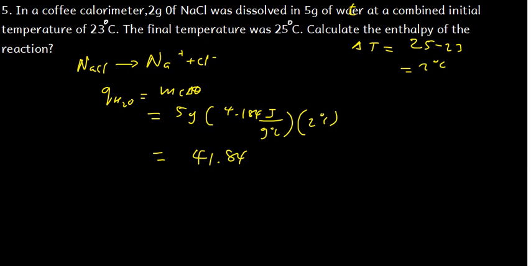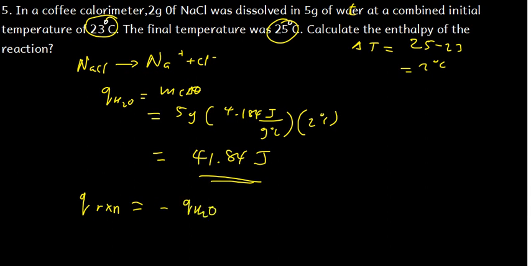41.84 joules. So if this is the energy that the water has, with this as the initial temperature and this as the final temperature, that means the energy of the reaction from the sodium chloride is going to be equal to negative the energy of the water. So the same energy that water is going to release is the energy that the reaction is going to gain. If it is the reaction that releases energy, then the water is going to gain that energy. So the energy of the reaction is going to be negative 41.84 joules.